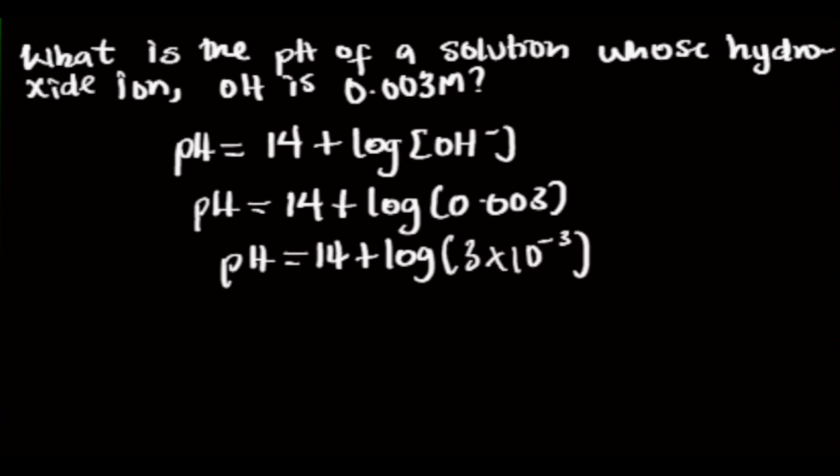So pressing calculator, we're going to have 14, then plus log, that's going to be 0.003. Let's see what we're going to have. We're going to have pH equal to 11 point what? 48. That's what we have as pH. So that's just it. Now let's move to another question.